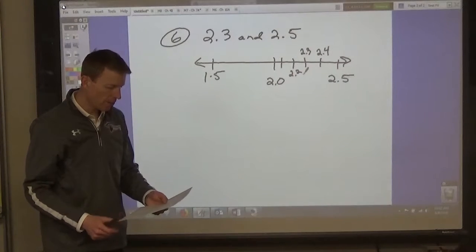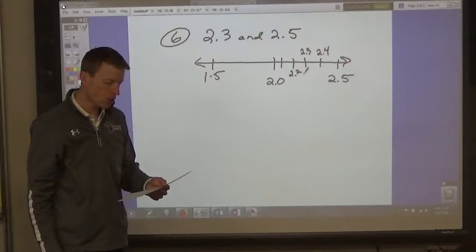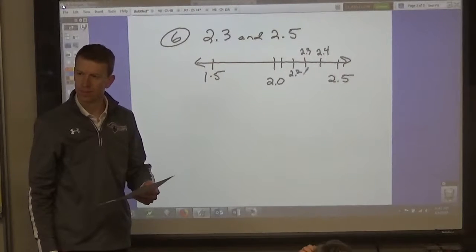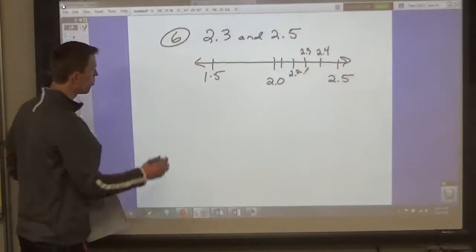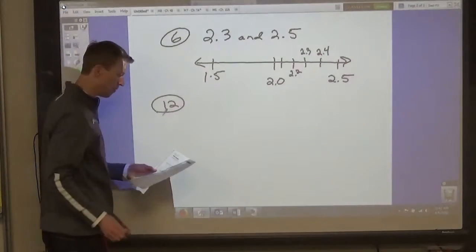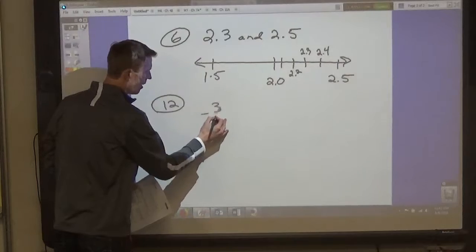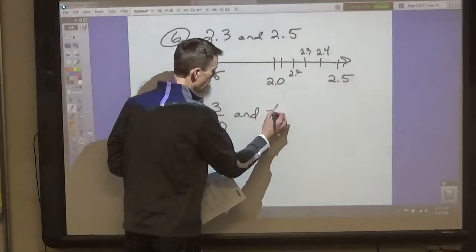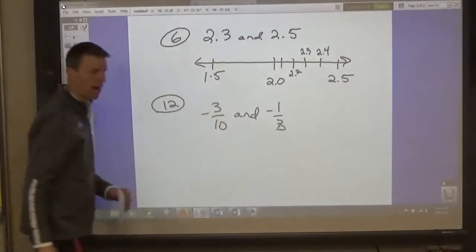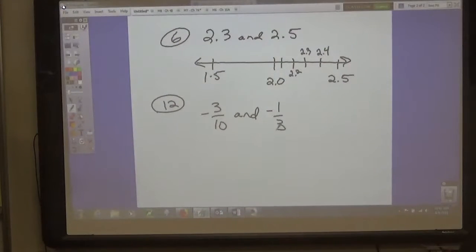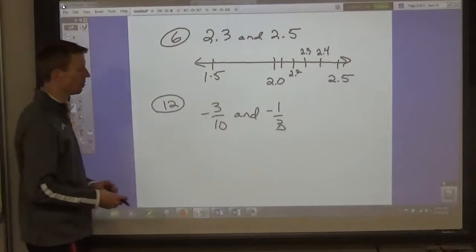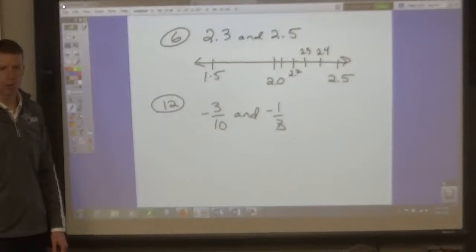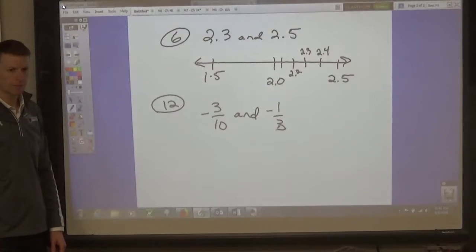How would you find the rational number between fractions? So, for example, number 12 says you have -3/10 and -1/3. How do you find a rational number between those two? What would go in between them? How do you know? What would you have to do? Anyone know?